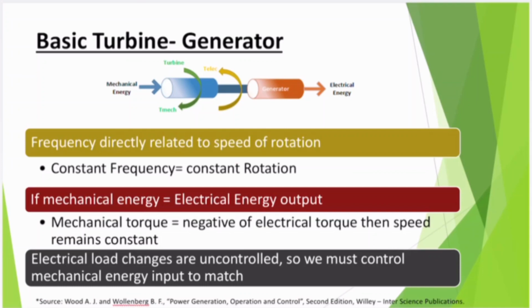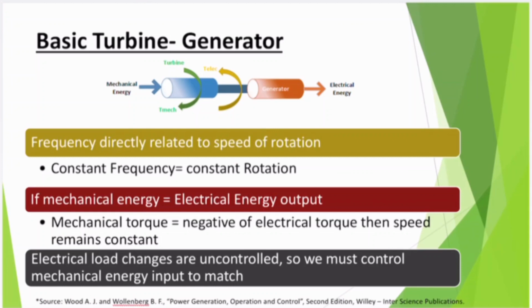The mechanical torque, which is a very important factor, is the negative of the electrical torque, and then the speed remains constant. You could see the direction of rotation of the turbine and the generator are opposite to each other, so negative to each other.